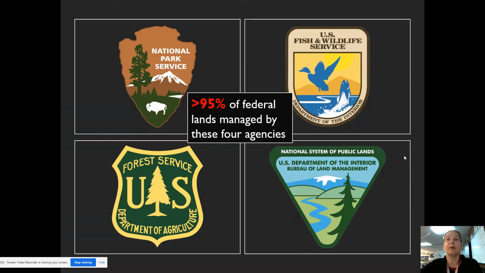And then we come to our federal agencies. So 95% of federal lands are managed by one of these four agencies. We have the National Park Service, we have the U.S. Fish and Wildlife, the Forest Service, U.S. Department of Agriculture, and then the U.S. Department of the Interior, Bureau of Land Management. So if you really like nature, but think it'd be cool to work for the federal government, you could get a job in one of these and be a federal officer, but also help keep this planet a little bit more natural.